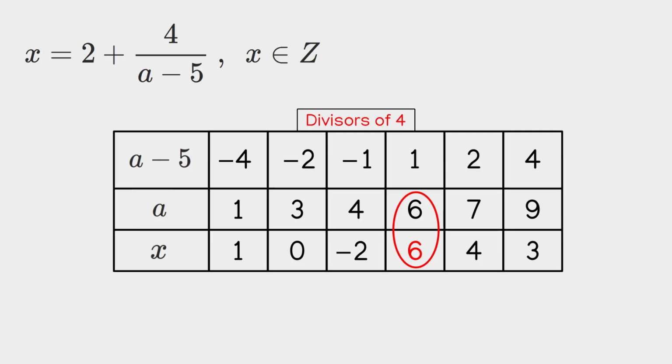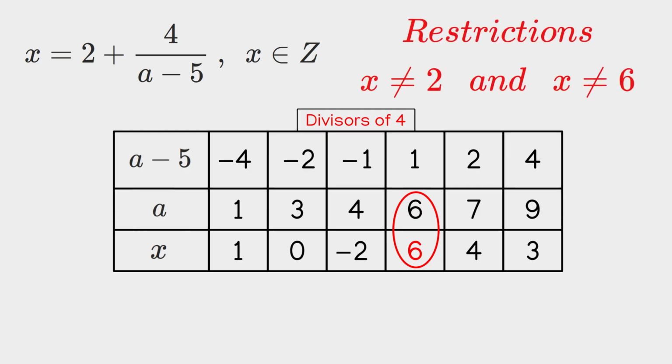But take a close look at what happens when a equals 6. The corresponding value for x turns out to be 6 as well. However, remember our initial restrictions? x cannot be equal to 6, so this solution must be rejected. Therefore, after excluding that value, the only valid integer values for a are 1, 3, 4, 7, and 9. And that's our final answer.